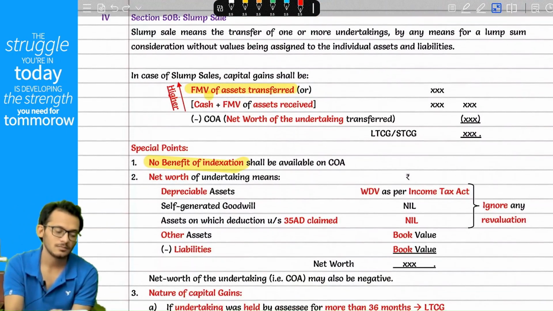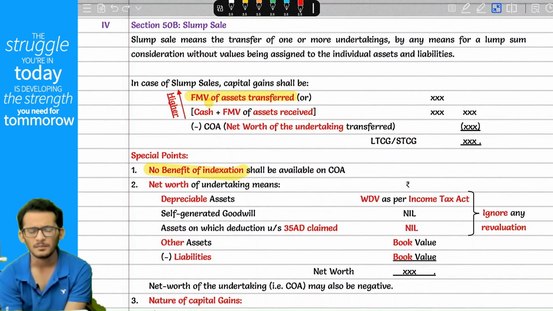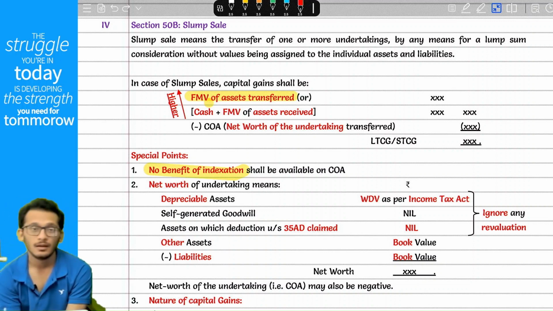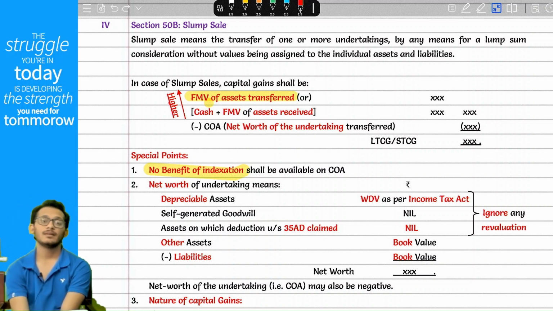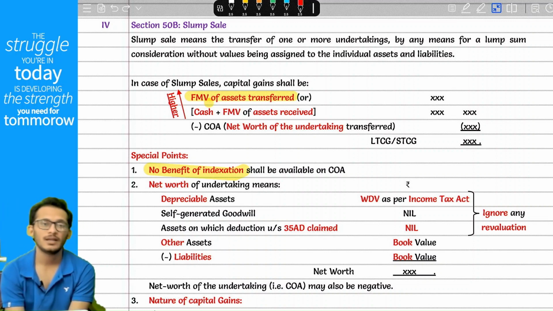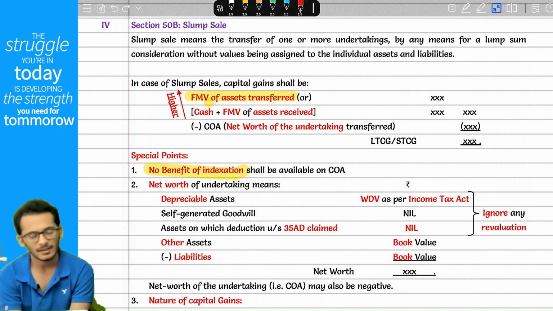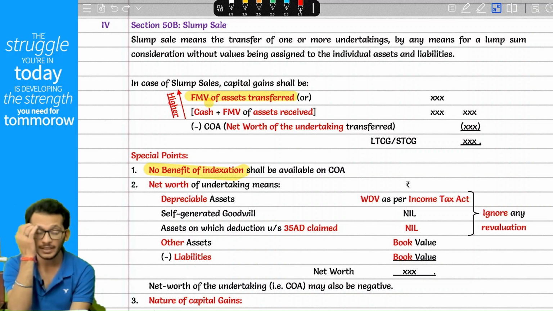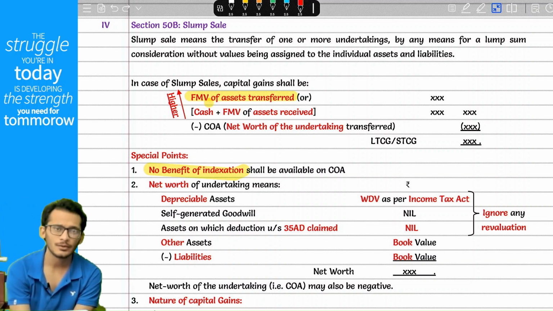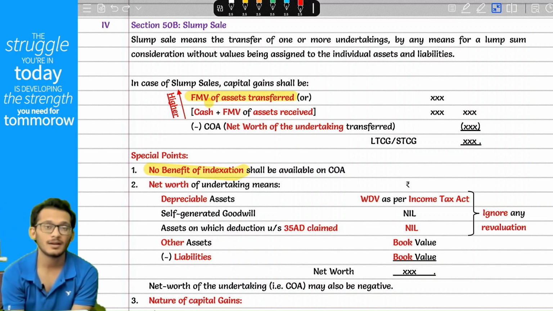Moving on to the last and the most important thing in this chapter, called slump sale. Income tax comes and says, if you are planning to transfer any undertaking as a going concern, then the assets which you transferred minus the liabilities which you transferred will be taxable as slump sale. Condition is that whatever money you receive should be at least the fair market value of the assets which you transferred. Which means if you have transferred assets worth 100 crores in fair market value, you should receive 100 crores in terms of money or assets.